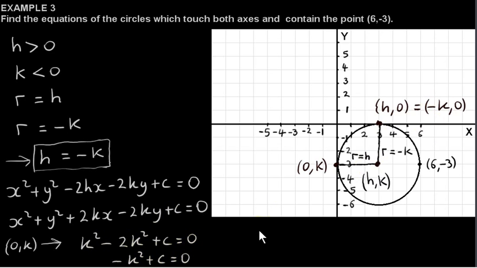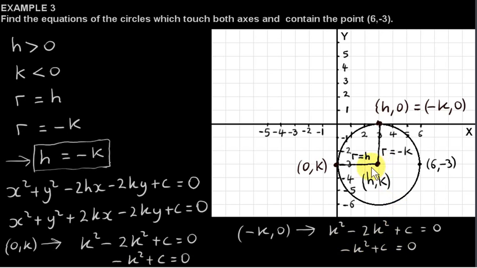Now let's look at the other point, minus k, 0. Let's plug that into this equation. So we plug minus k in for x. Minus k all squared is plus k squared. Plug 0 in for y. Minus k in for x here gives us plus 2k by minus k, which is minus 2k squared. We plug 0 in here, and we get just plus c equals 0. Actually, we get the same equation as this one here: minus k squared plus c equals 0.